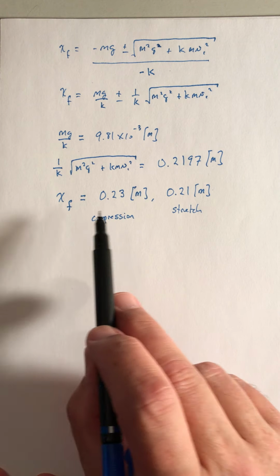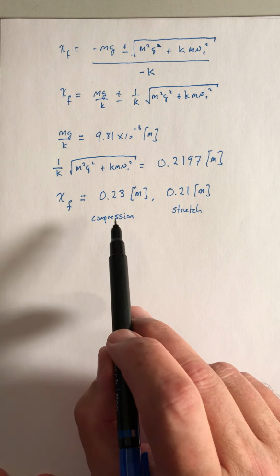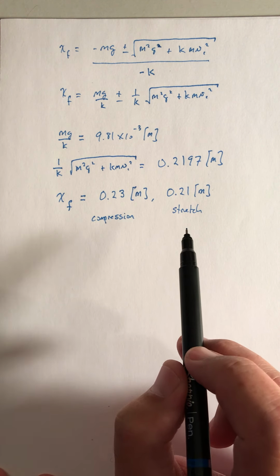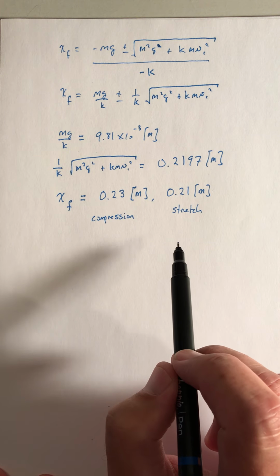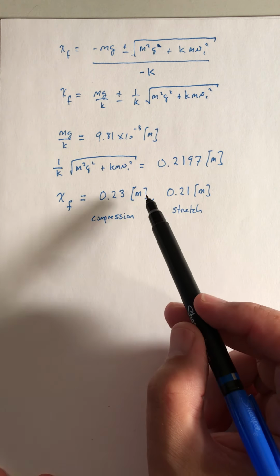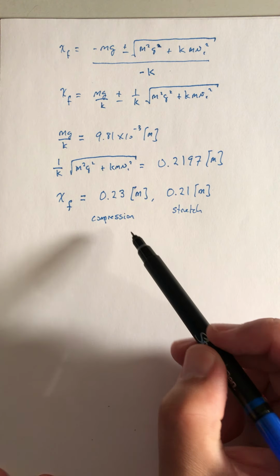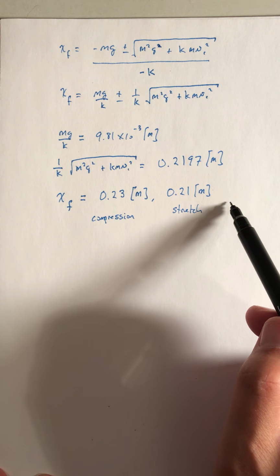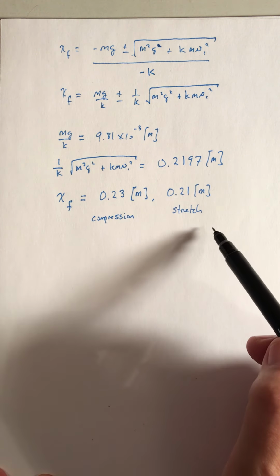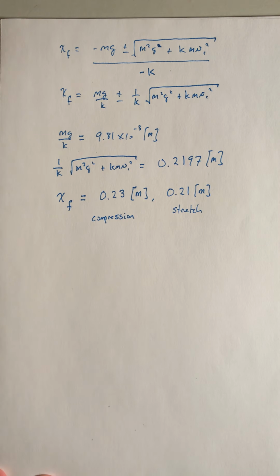So two possible answers depending upon that initial speed when the block is first in contact with the spring. Does that speed correspond to motion directed down? So I'll get this compression, or motion directed up, which will give me the spring stretching out by 21 centimeters.